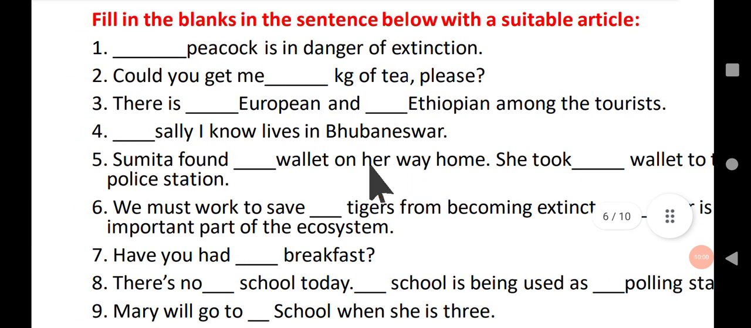Next, dash Sally I know lives in Bhubaneswar. Dash Sally I know: you are specifically referring to that person who is known by you. Here you are speaking or referring back to the person. So here you have to go with the Sally. If at all a relative pronoun is used here, it is clear for you, but that is not used. The Sally I know lives in Bhubaneswar is absolutely correct.